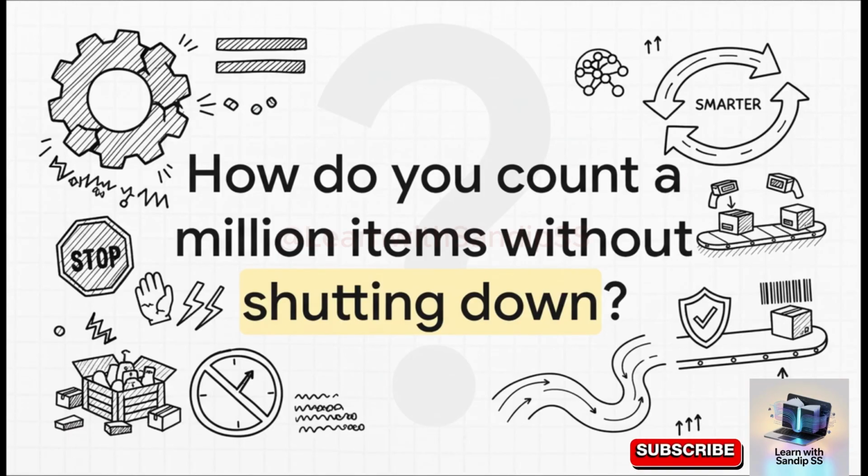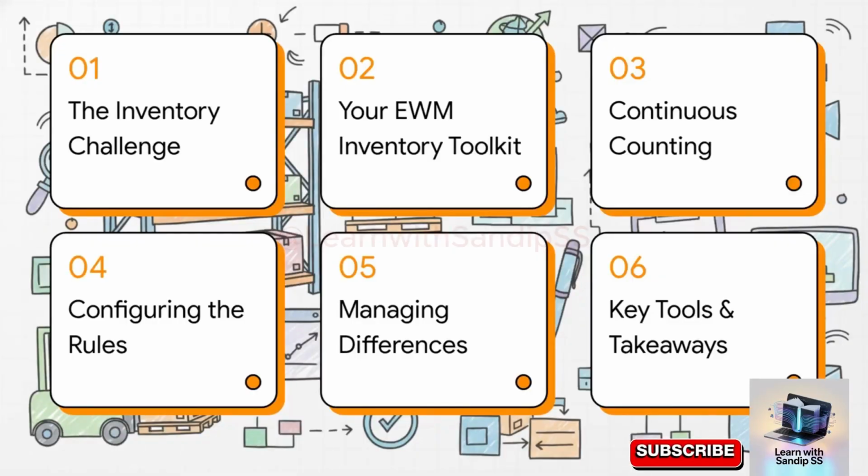You know, the old way was incredibly disruptive, but a modern system like SAP EWM has some much smarter, much more elegant ways to keep your counts accurate without stopping the flow of goods. Okay, so here's how we're going to break this down today. We'll kick things off with the core challenge, the why behind all this. Then we'll dive into the specific tools EWM gives you, get into the really cool continuous counting methods, talk about setting up the rules of the game, and then figure out how to manage it all.